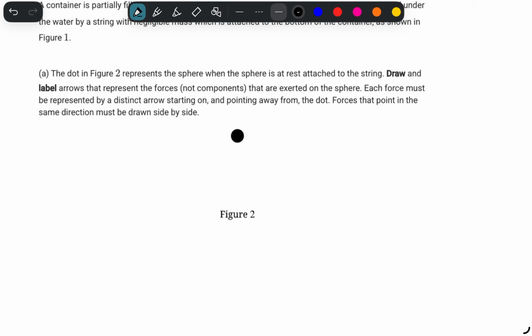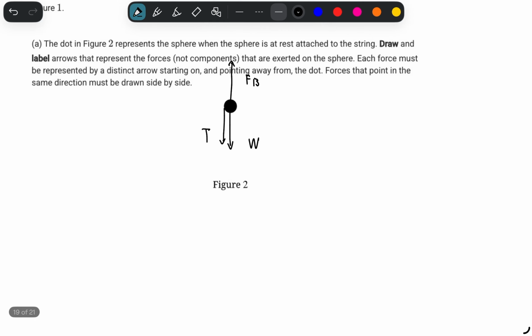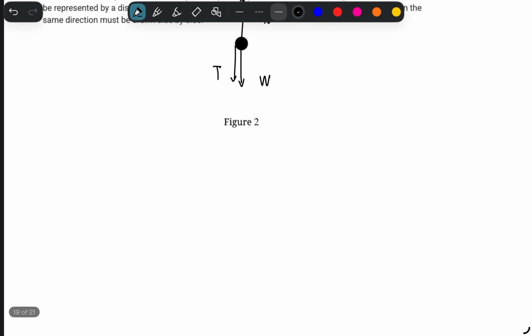We want to draw and label the forces for the FBD. So on the sphere, we're going to have a buoyant force that is acting upward. We're going to have a weight force that is acting downward. And we're going to have a tension force that is acting downwards as well. So our weight and our tension are both pointing down, so we're drawing them side by side.